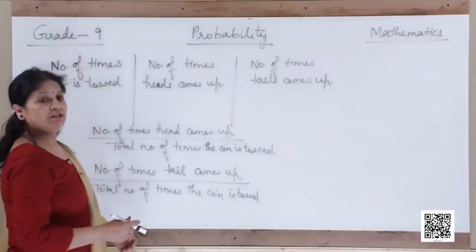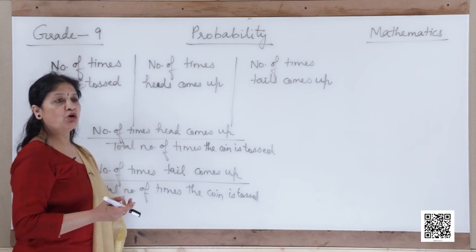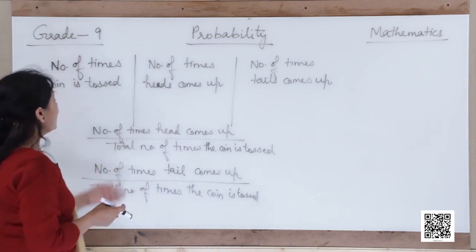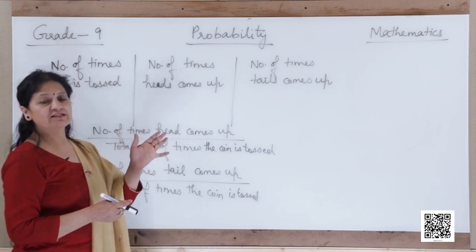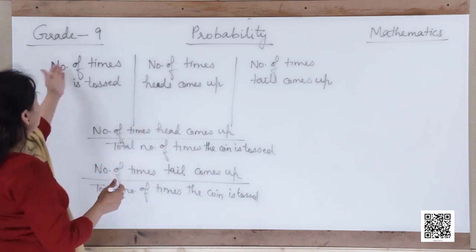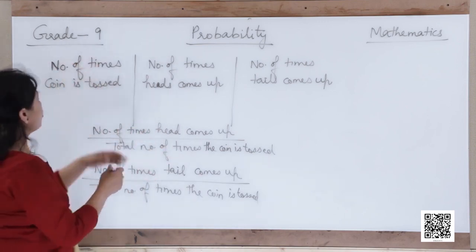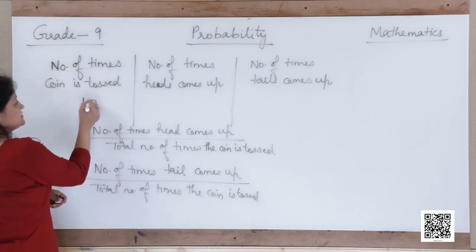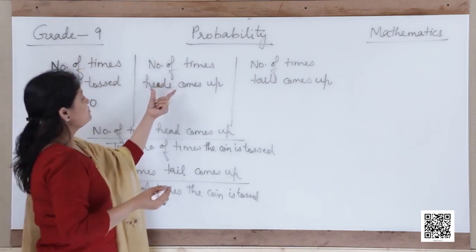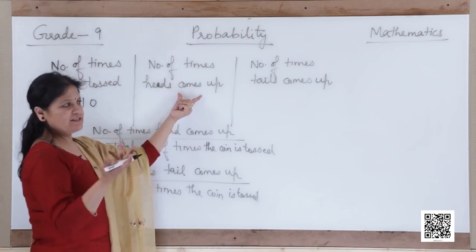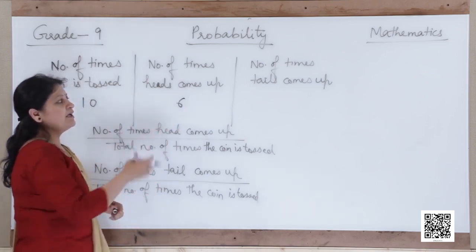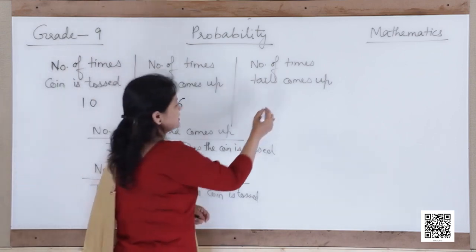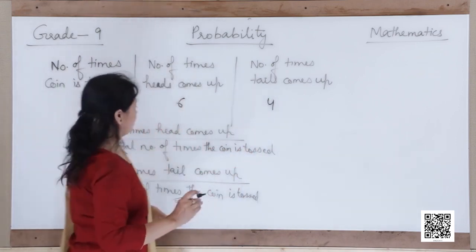For example, take any coin and toss it 10 times and note down the number of times heads and tails come up. The number of times the coin is tossed is 10. Number of times head comes up: let's say out of 10, heads comes up 6 times. Then the number of times tail comes up, let it be 4.